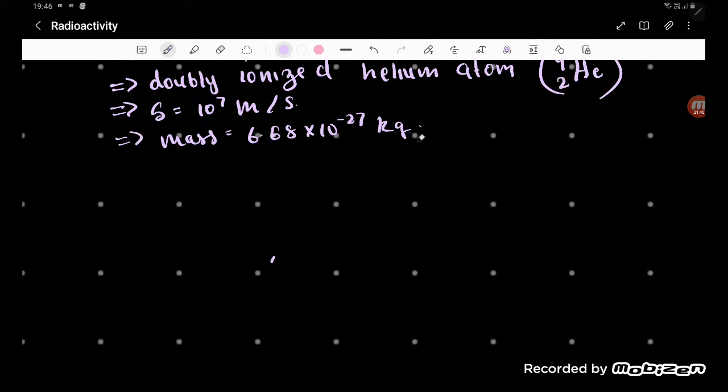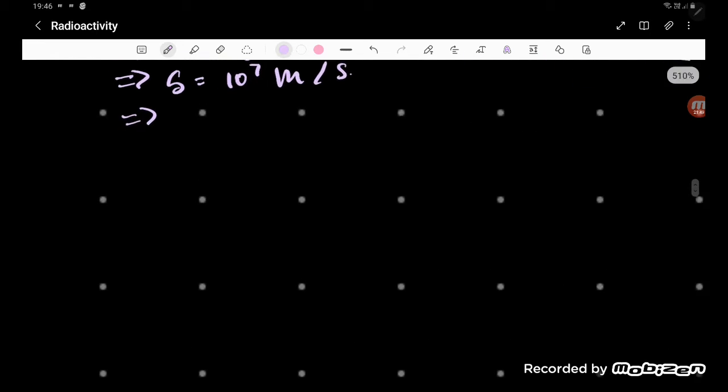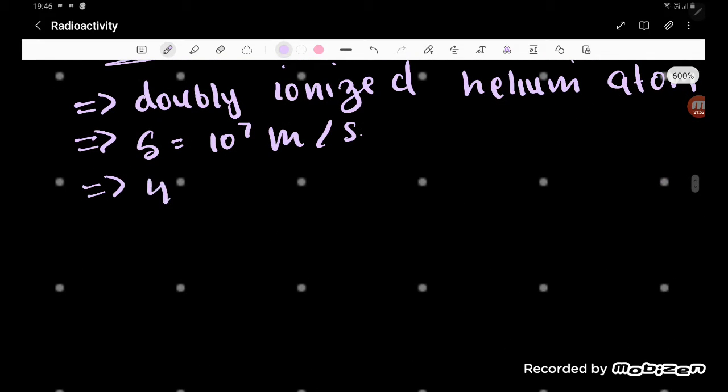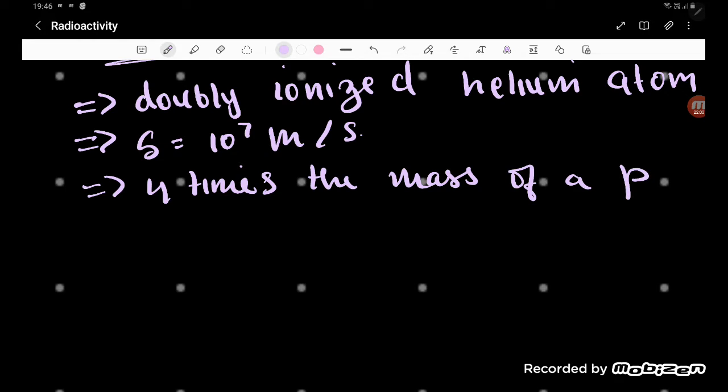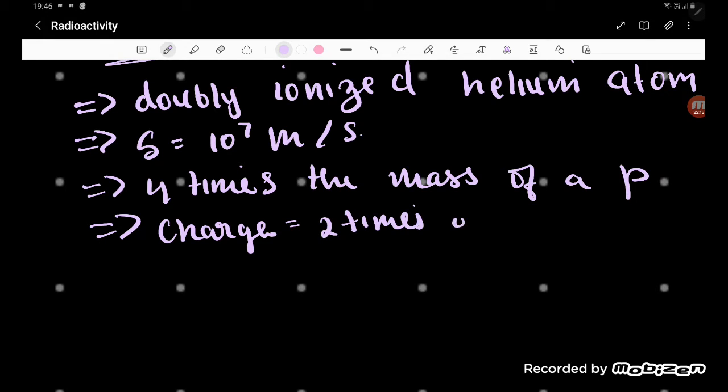Instead of remembering this, you can just remember the following: 4 times the mass of a proton. The next point is charge. Charge is equal to 2 times that of a proton, which equals plus 3.2 into 10 to the power minus 19.